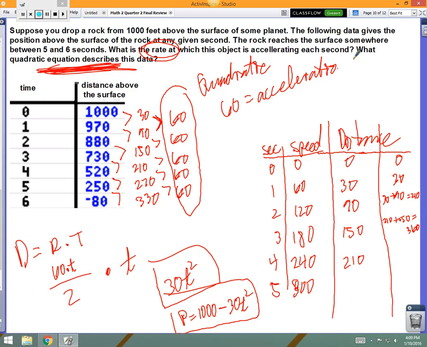So on Earth, if your acceleration is 32, the distance an object travels is going to be 16t squared, because 16 is the average between the start and wherever you end up times how many seconds it's in the air.